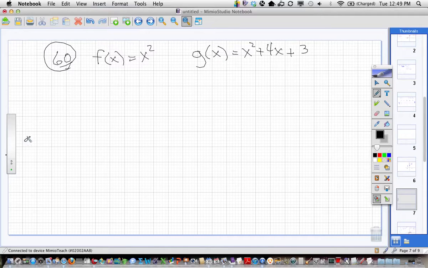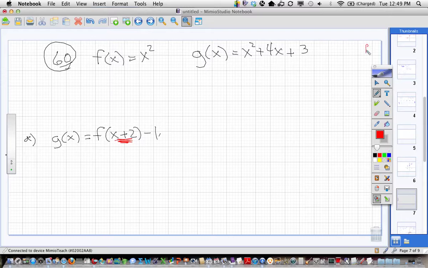Now they told you in part A, they said explain why G was equal to f of x plus 2 minus 1. Now here's one way you could have done this without completing the square. Since they told you this information, this is something that we're going to be reviewing later also.